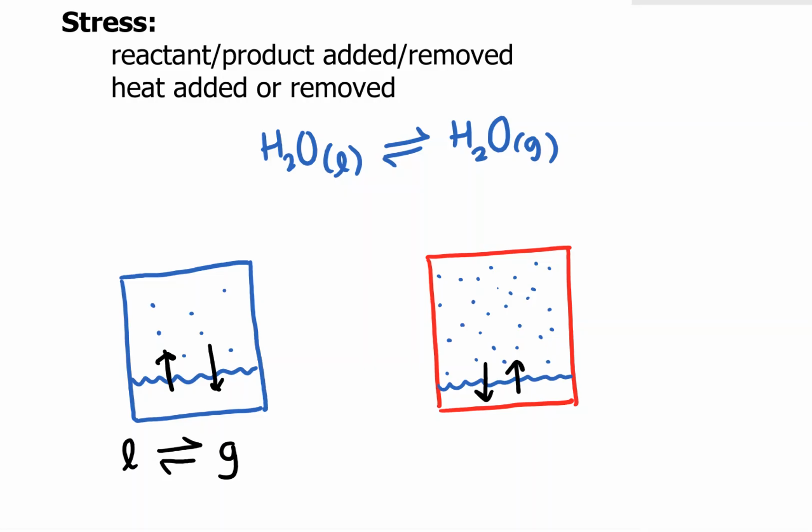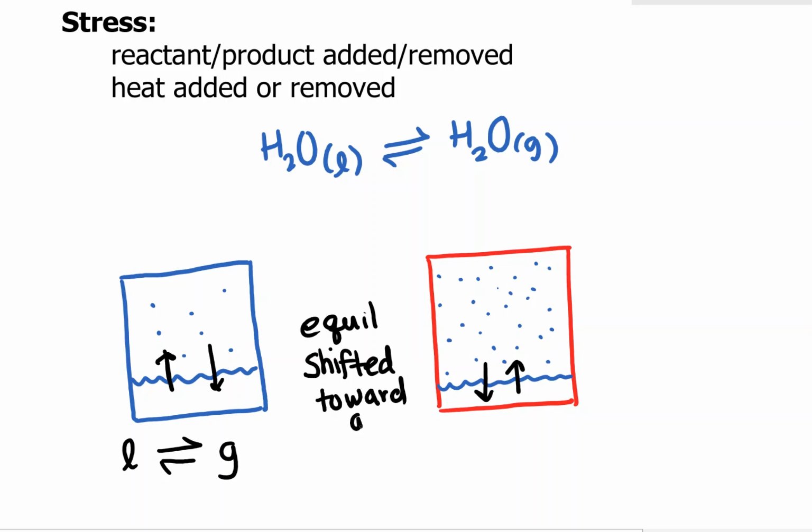Okay, so we have two equilibriums, and in a sense we would say this equilibrium shifted toward the gas. In other words, when we look at this reaction, we're saying that heating it shifted the equilibrium toward the gas. It doesn't mean that it all became gas. It just means that there's more in the gas phase than before. Well, let's look at why that is true.